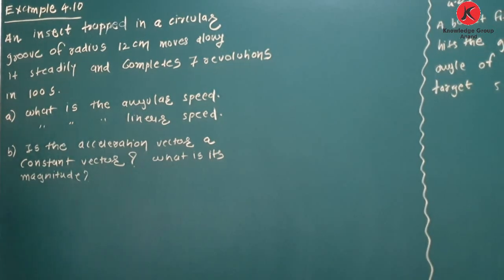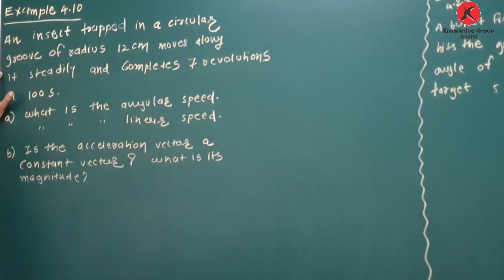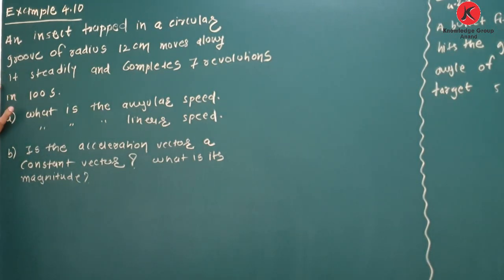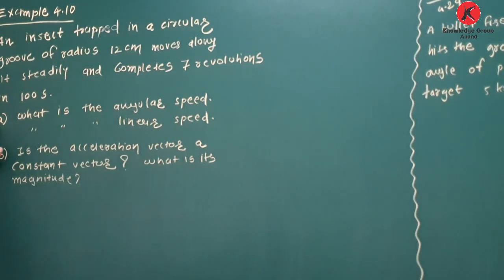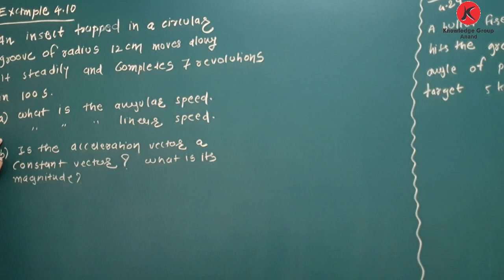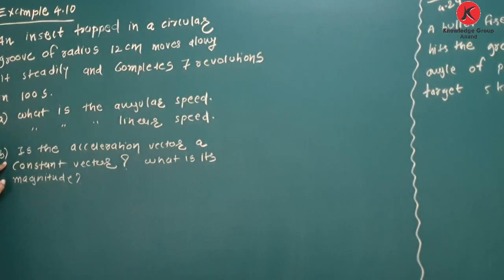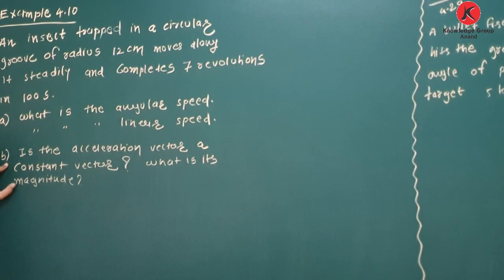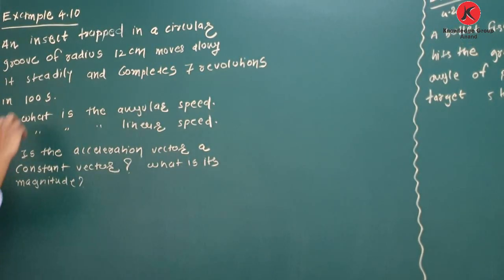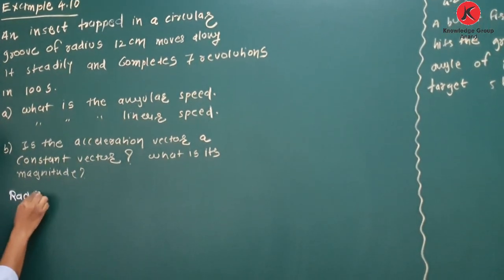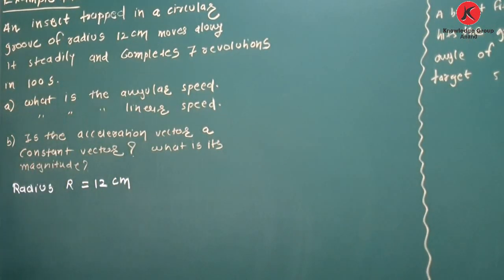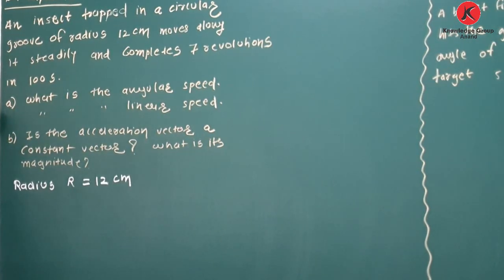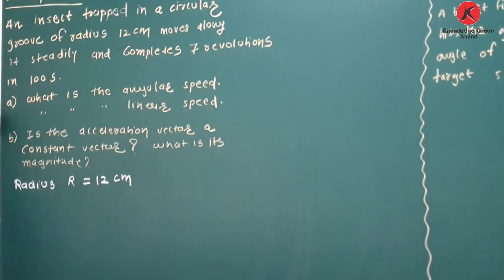See, example 4.10. An insect trapped in a circular groove of radius 12 cm moves along it steadily and completes 7 revolutions in 100 seconds. Question A, what is the angular speed? What is the linear speed? Question B, is the acceleration vector a constant vector? What is its magnitude? So you are given radius R equal to 12 centimeter. It completes 7 revolutions in 100 seconds.